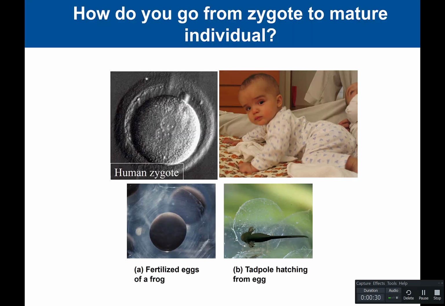So question for you, how do you go from a zygote to a mature individual? Right? If you think about it, we start off as a fertilized egg. We start off as one single cell. So if we look here, here is a picture of a human zygote. This is our one fertilized cell. Now, how do we go from this to this multi-celled organism that has all of these complexities?